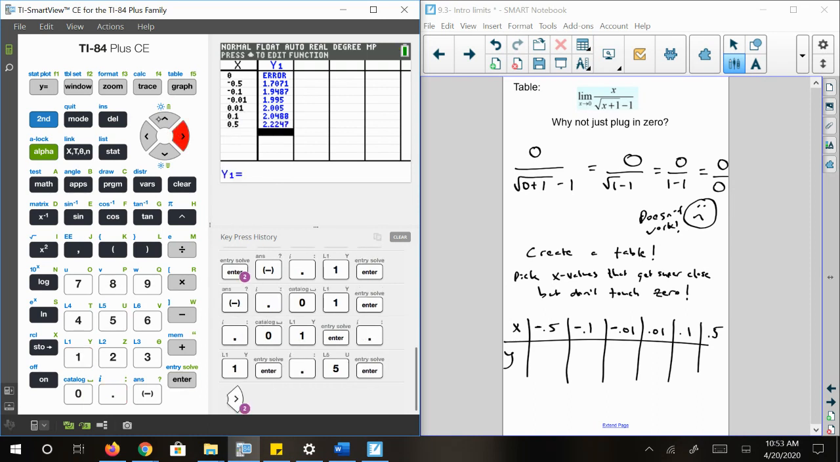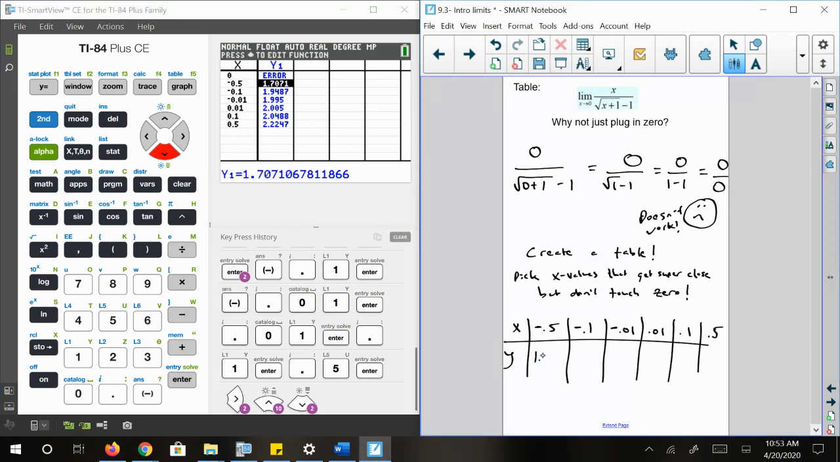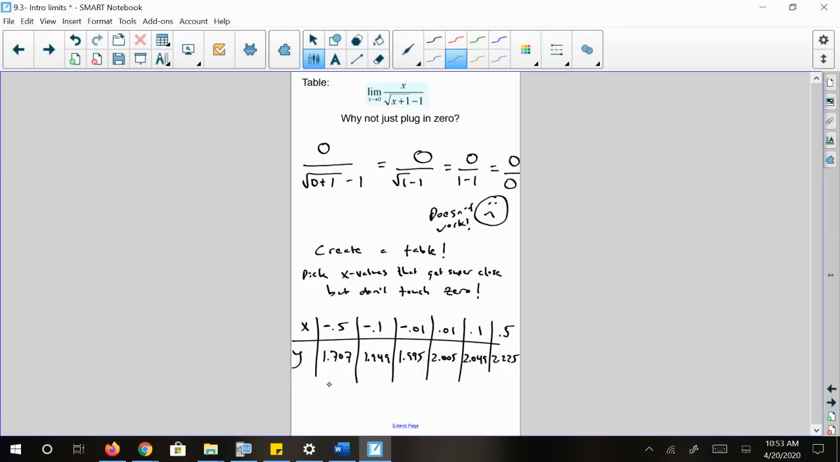Okay, so let's take a look at some of these numbers here. Let's fill them in on our chart here on the paper. We'll round to 3 decimals. So 1.707, 1.949, okay, 1.995. Okay, next one is 2.005, 2.049, and 2.25. Okay, so as we're looking at this, what's happening here is we are approaching from this direction.